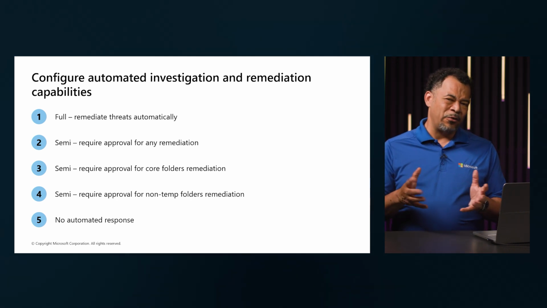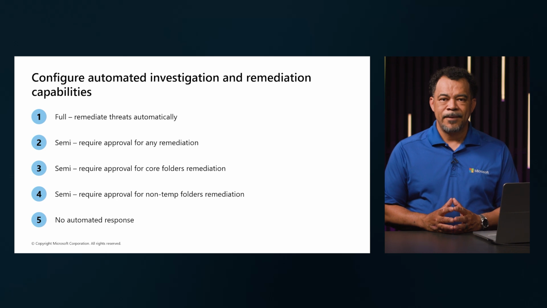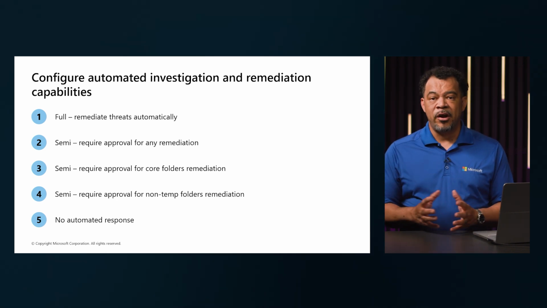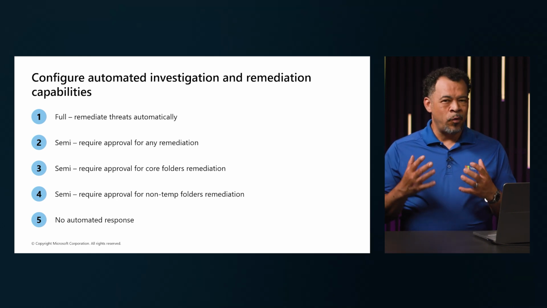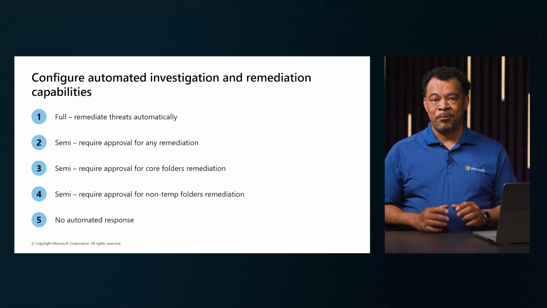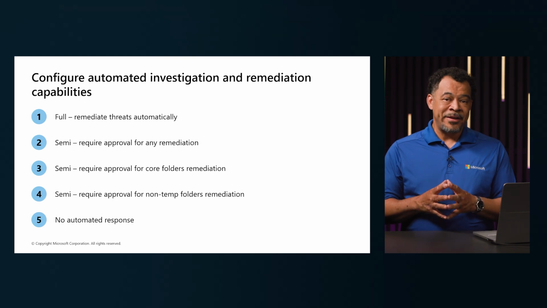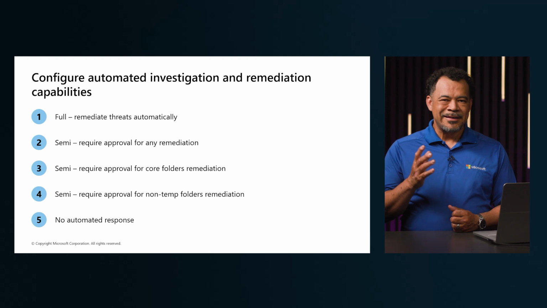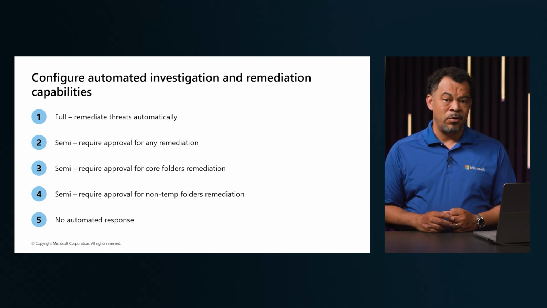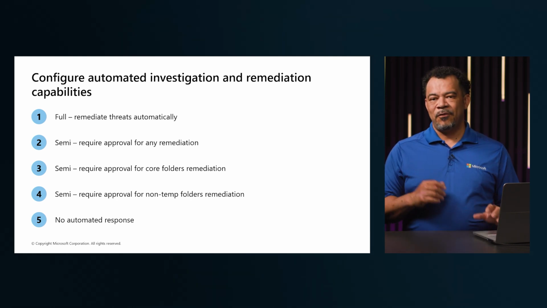And then the final one we have is level 5. With level 5, there is no automated response, meaning Defender will detect these threats, but it won't take any actions unless it's manually approved. These levels give us flexibility to balance automation with oversight, depending on the sensitivity of the environment or the risk tolerance of an organization.